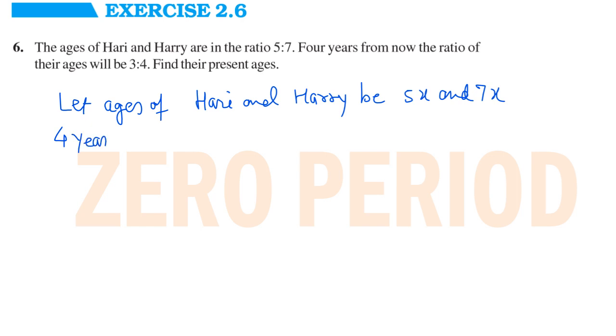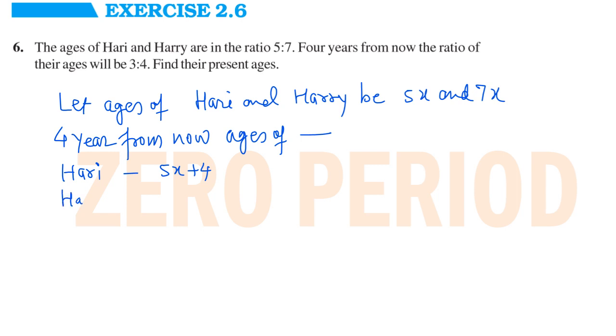4 years from now, ages of Hari will be 5x plus 4, and Harry will be 7x plus 4. This is as per mathematics. If you want to know your age after 4 years, you need to add 4 there. So I am going through that mathematical concept and then follow the condition.